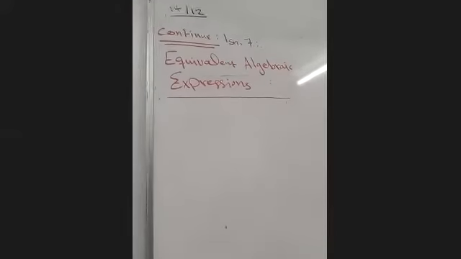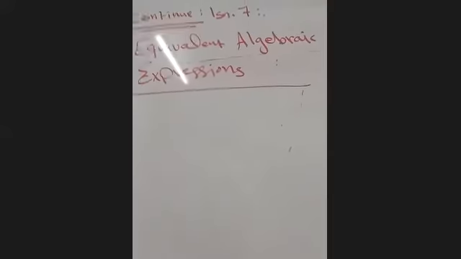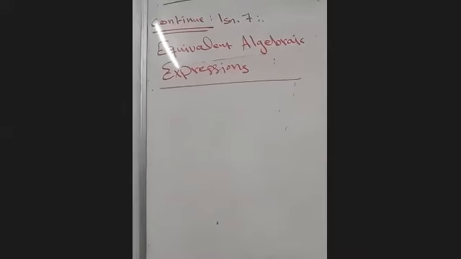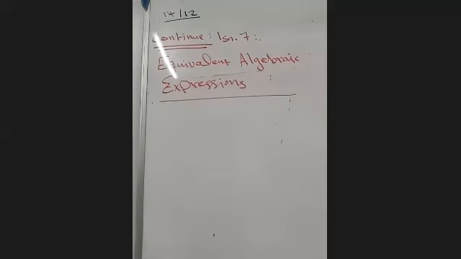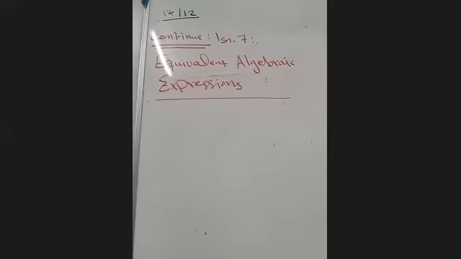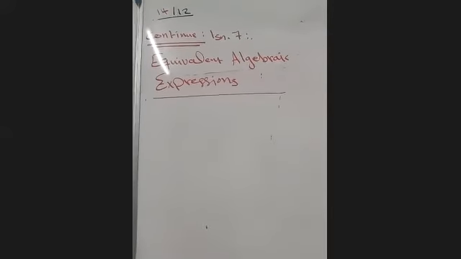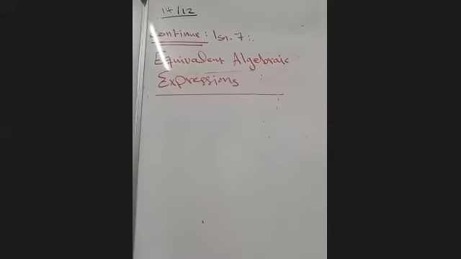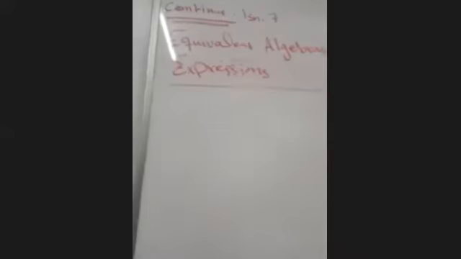Okay, guys, today we'll continue on lesson 7, equivalent algebraic expressions. Yesterday we took like terms, remember? We remembered like terms and we add the like terms together. We said that like terms we can add or subtract, but unlike terms we cannot add or subtract them. And the idea was, if we have two expressions, we need to simplify both expressions to check if they are equivalent or not equivalent.